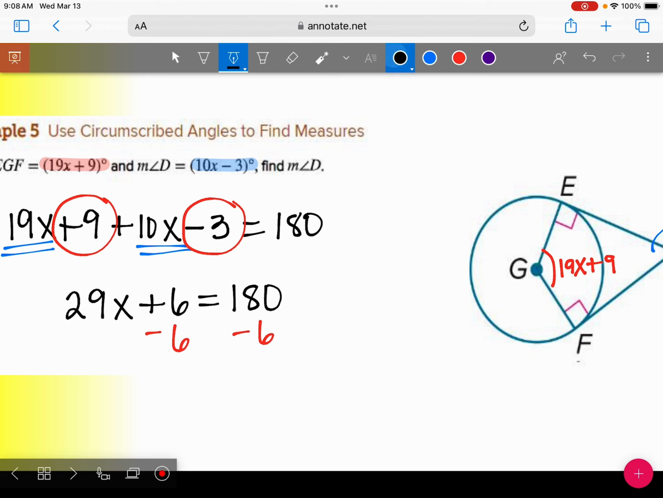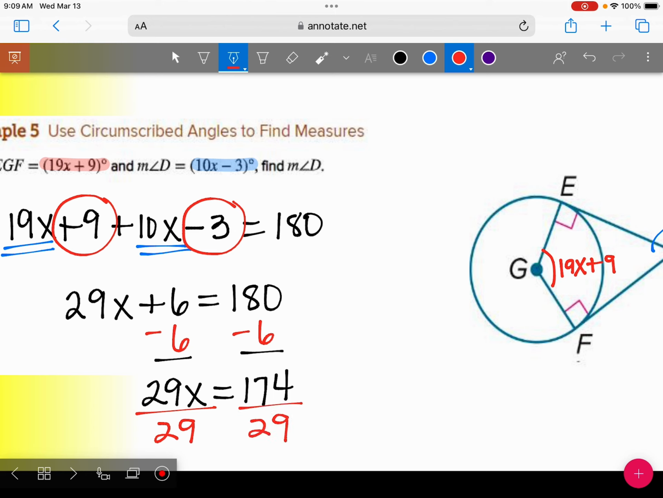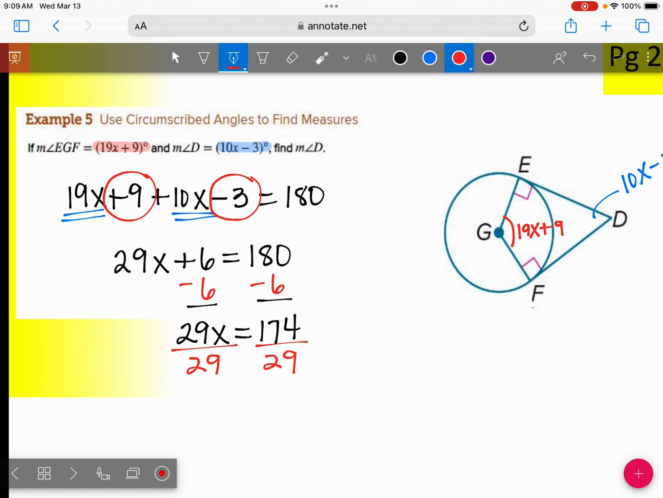I'm depending on y'all, I don't have my calculator. So we have 29x equals 164. Oh, what is it? 174. Thank you so much, 180 minus 6 is 174. And then divide that by 29. So pick up your calculators. What's 174 divided by 29? 6. Do we agree? Who else got 6?